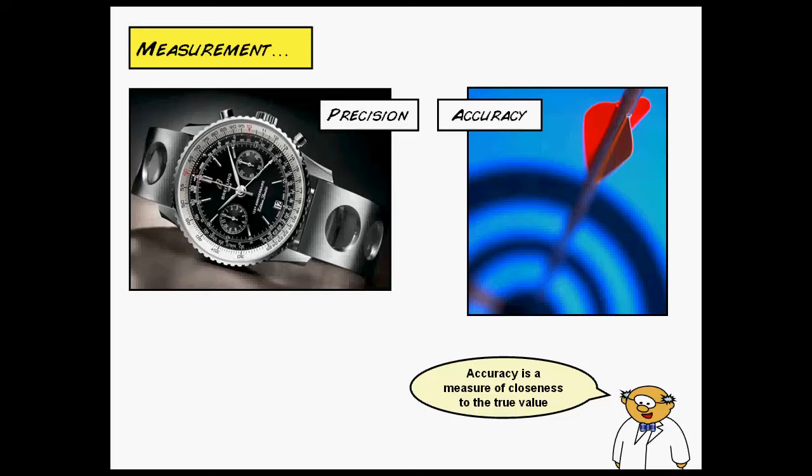Accuracy, on the other hand, is a measure of the closeness to the true value. The example I've given here is an arrow hitting a bullseye. The closer you are to that bullseye, the more accurate you are. This exemplifies that idea that accuracy is a measure of how close you are to the actual value or to the target value.